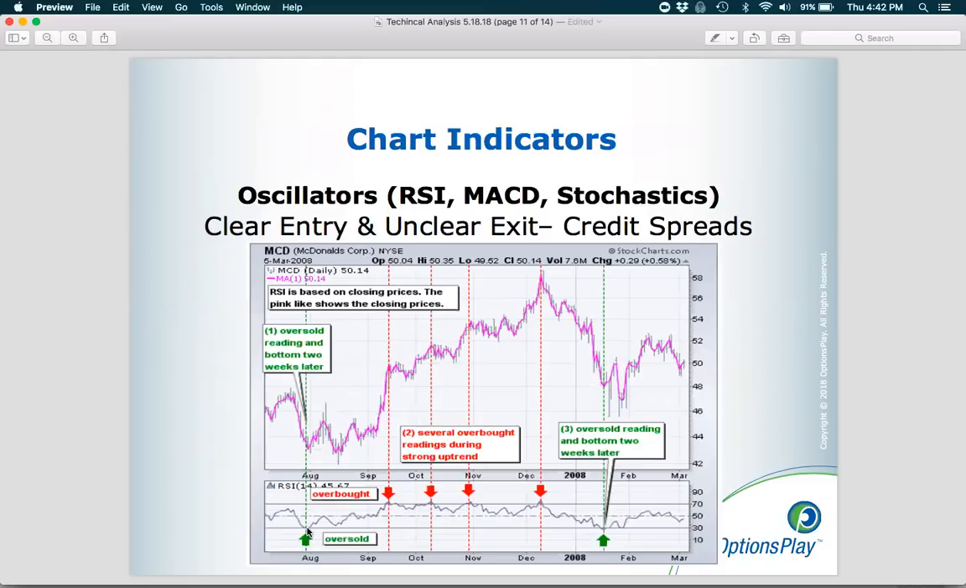Now, what these typically do is give you a buy or a sell signal, so they give you a clear entry. However, they don't give you a clear exit. They don't really tell you where the stock is going to go based on these signals. Because of that, they're generally good for credit spreads. So let's take a look at RSI.